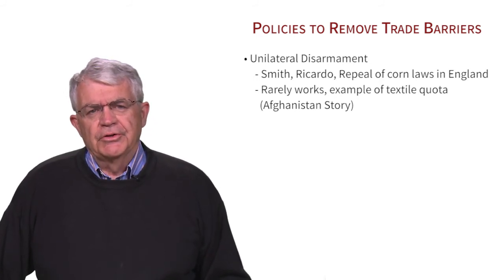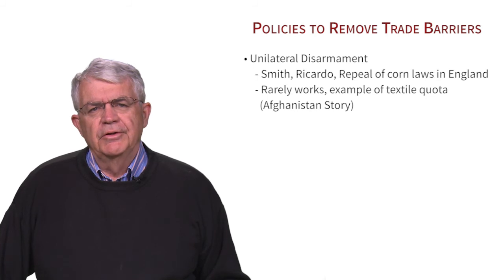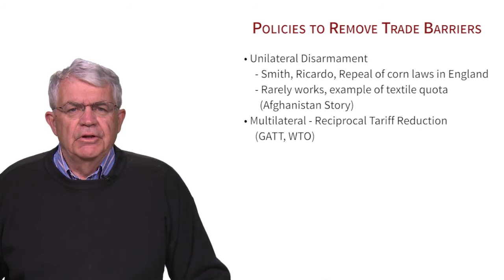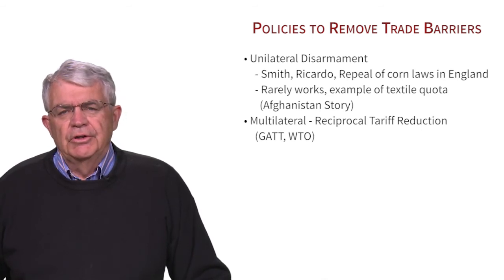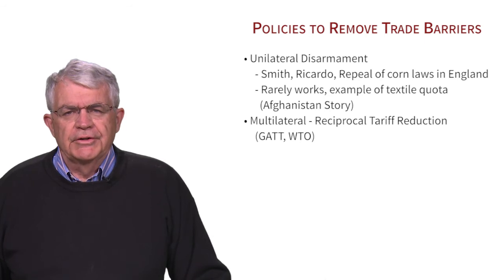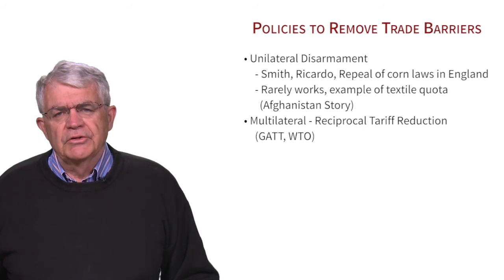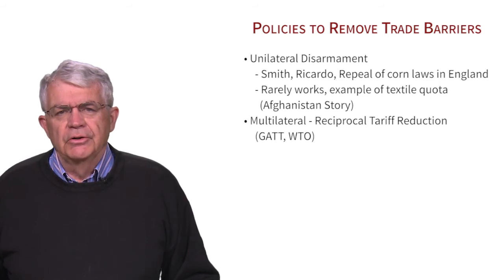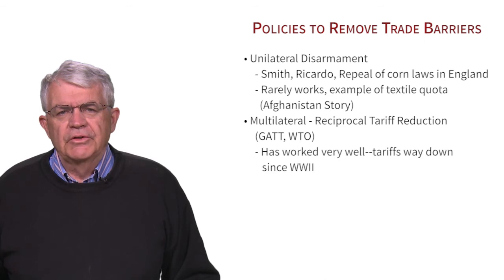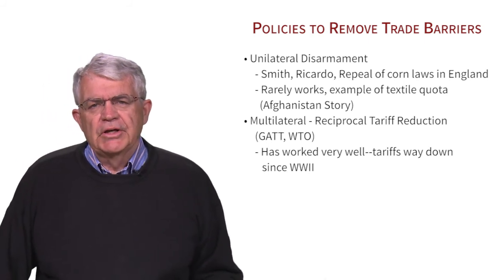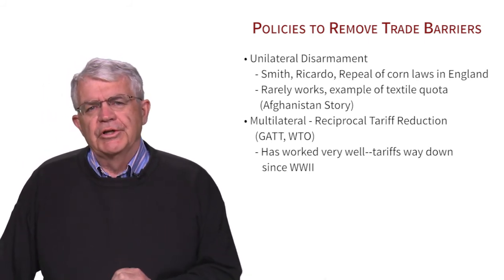So as a result, there have been these alternatives, which means countries get together and agree together to reduce their tariffs. It could be multilateral, sometimes called reciprocal tariff reduction. If you reduce your tariff, we will also reduce our tariff, and a trade agreement is created that has that in it. The General Agreement on Tariffs and Trade, GATT, was set up after World War II to have these multilateral negotiations, now called the World Trade Organization, WTO. It has actually worked quite well. Tariffs have come down quite a bit over time because of this. And the reason is that it brings export interests and import interests together.